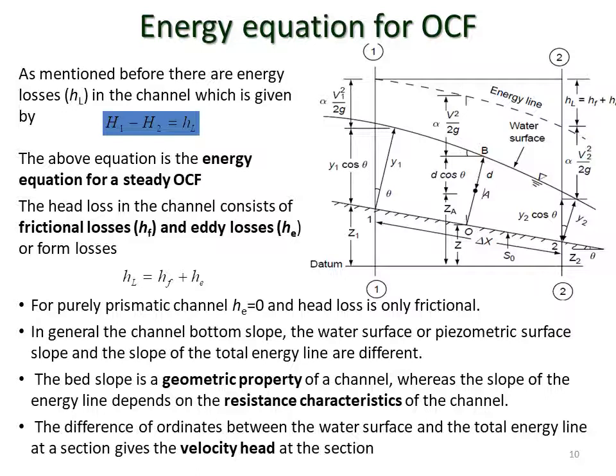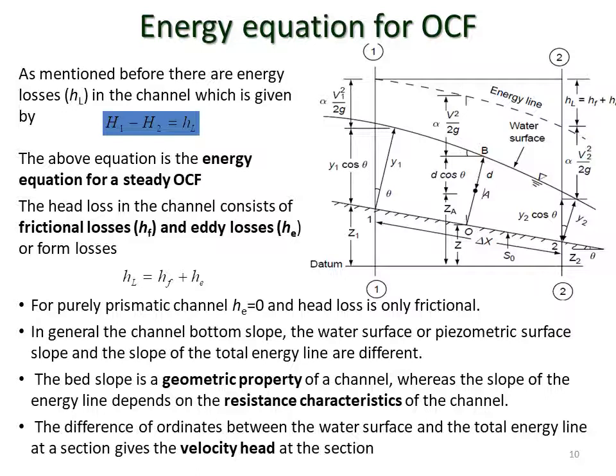In the course of the flow, there is of course some energy loss or head loss, and the head loss is given by capital H1 minus capital H2, which equals the head loss HL. This is actually the equation of energy conservation for a steady open channel flow, and the terms capital H1 and capital H2 are estimated from Bernoulli's equation. Now let's talk about the head loss a little bit.